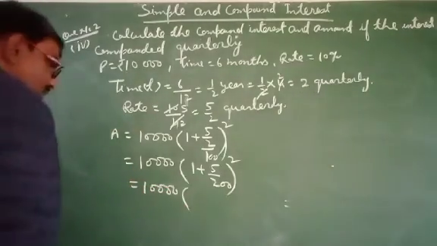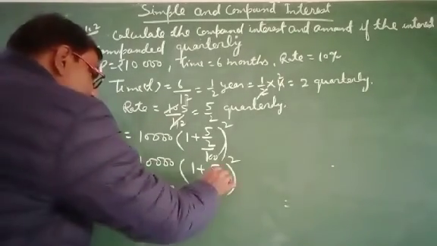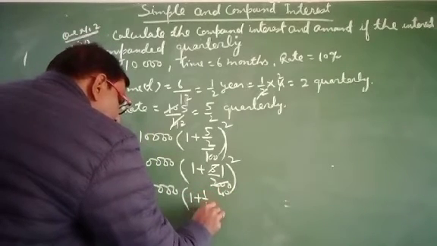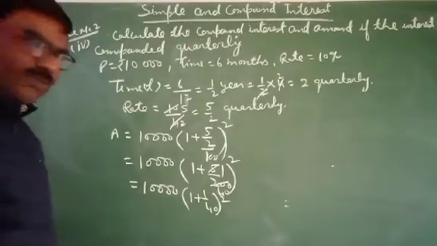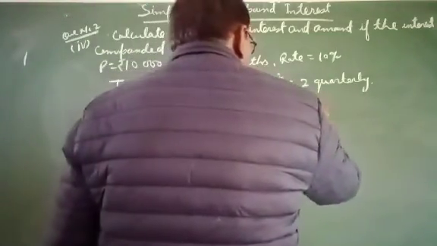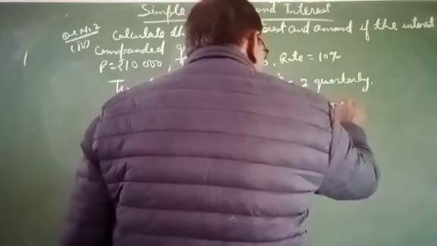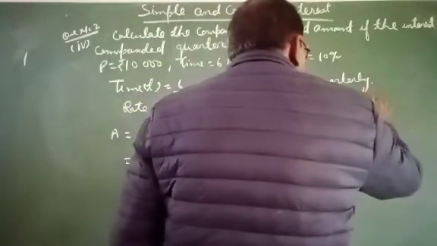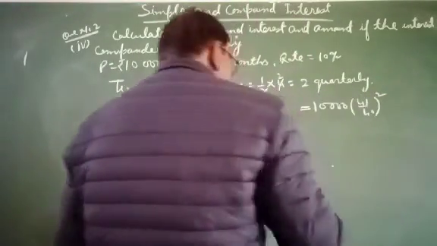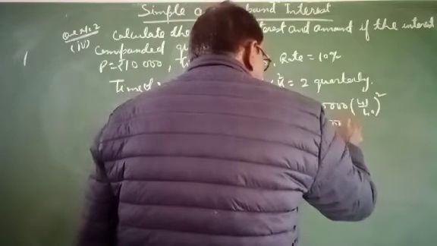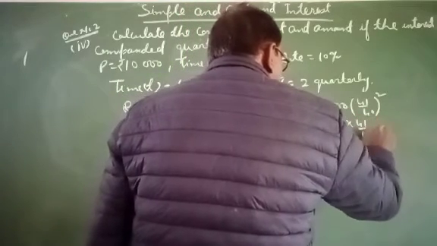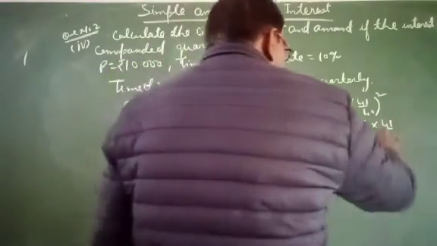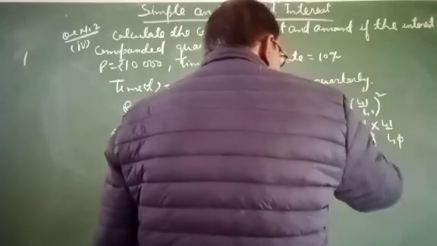It will be equal to 10,000. Here 5 with the 5, 5 fours are 20, 40. Then it will be equal to 1 plus 1 by 40 to the power 2. And it will be equal to 10,000 times 40 plus 1, 41 by 40 to the power 2. Then it will be equal to 10,000 multiply 41 by 40 multiply 41 by 40. Now cancel this 0 with this 0, and this 0 with this 0.